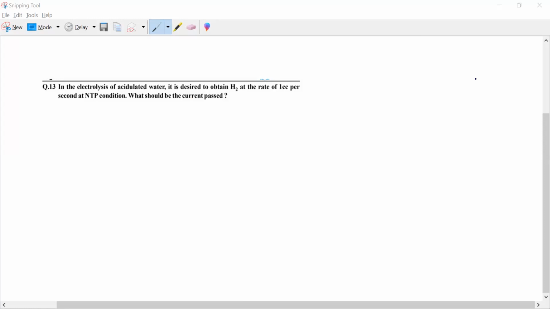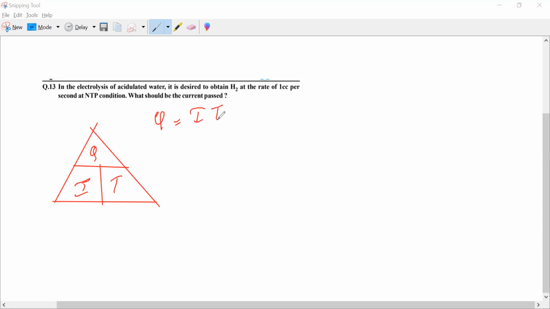Acidulated water, it is decided to obtain hydrogen. So the first thing is, what should be the current passed? In any examination, whatever it may be, the first thing for us to do is draw a triangle. Current passed, so draw a triangle here. Same thing we just discussed. Nothing different. Q, I, and T. Q is equal to IT. So this is our basic formula. But here it is current, so I is equal to Q by T. This is something we have to find out in this question.